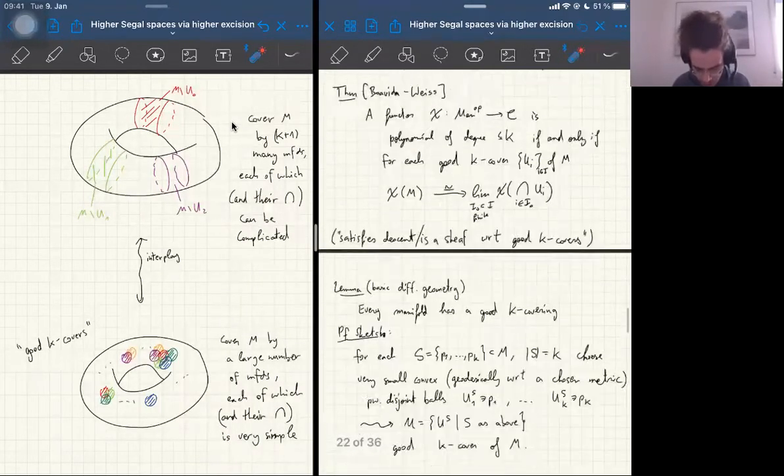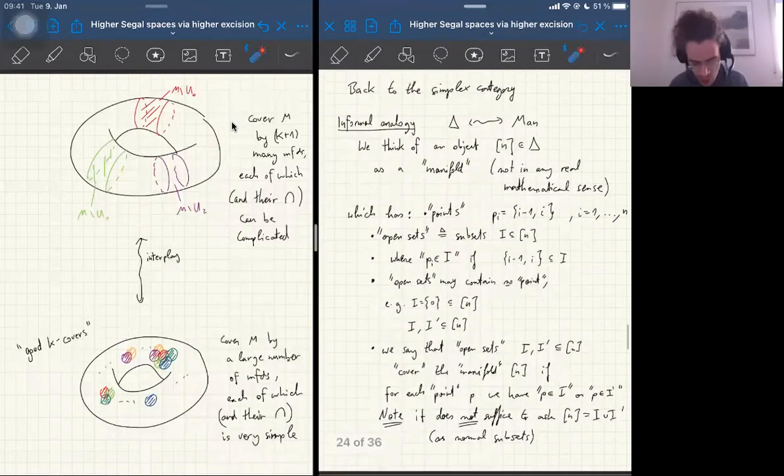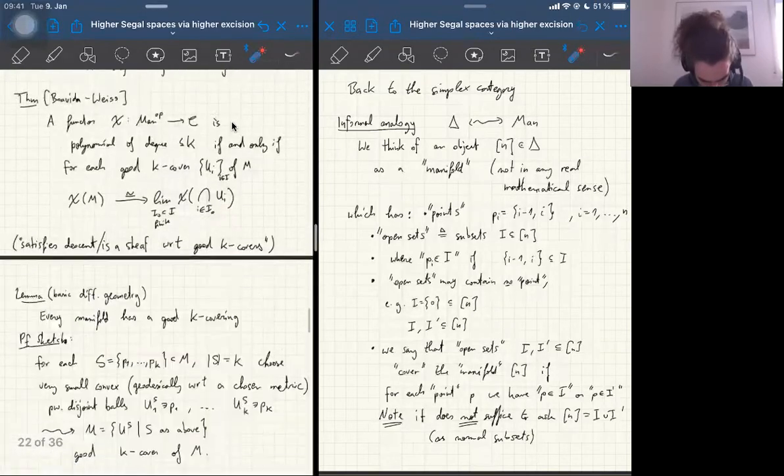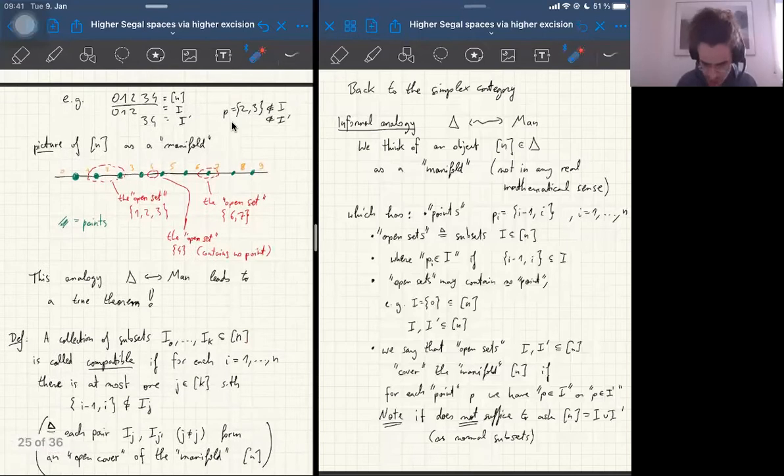Okay, let me skip this lemma here. So now I want to move to the question: how do we translate this to manifolds, to the simplex category? And for this, I'm also going to put up a picture, because maybe that will be more helpful to understand. Otherwise, these things I've written here might be a little bit mysterious.